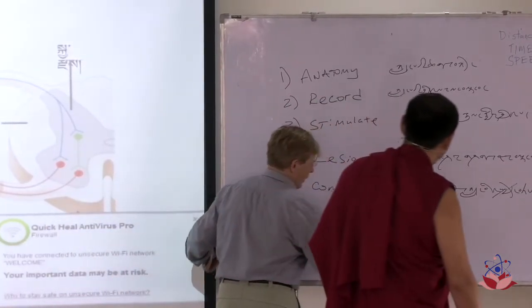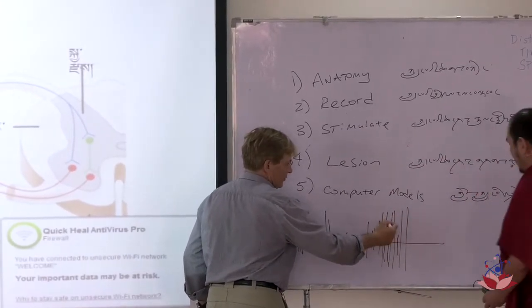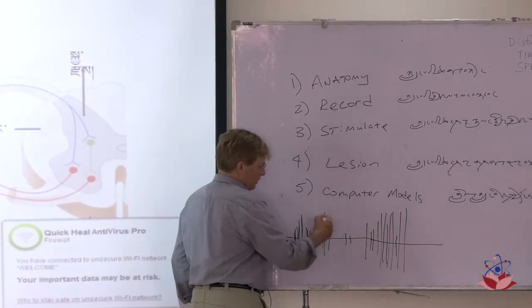Does anybody know why there's all different sizes? These are action potentials. Why are there so many different sizes of action potentials?